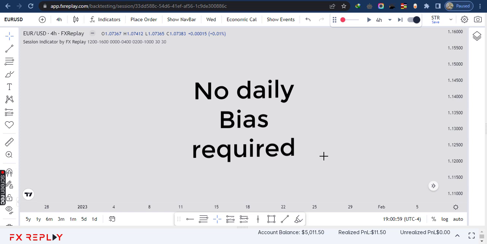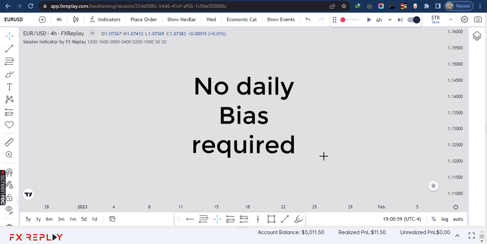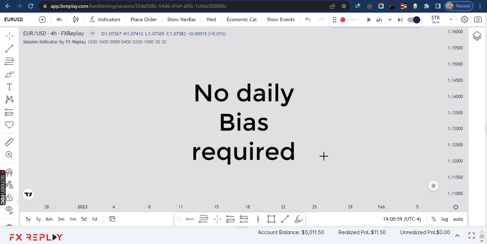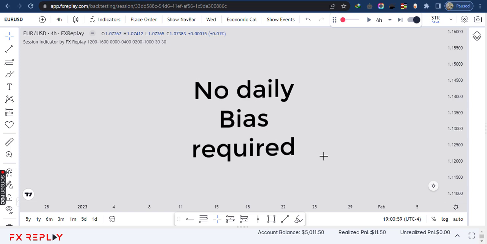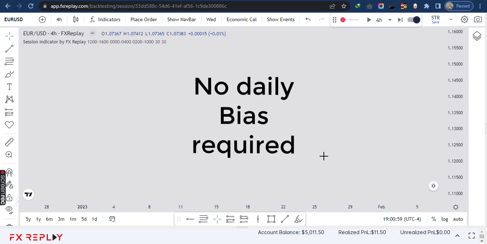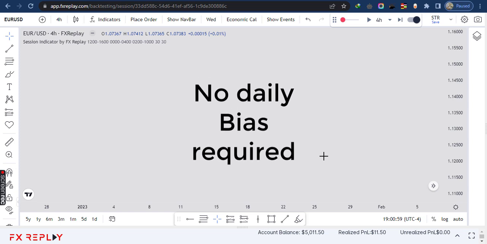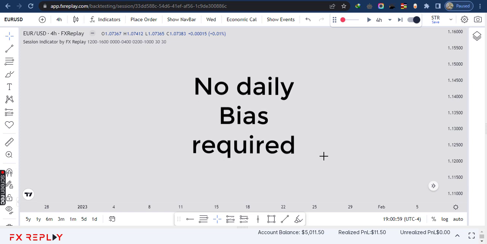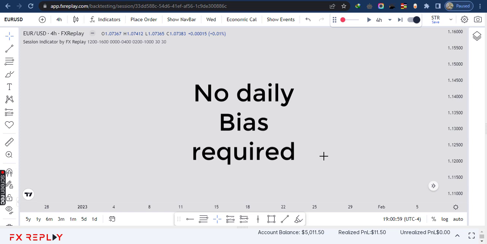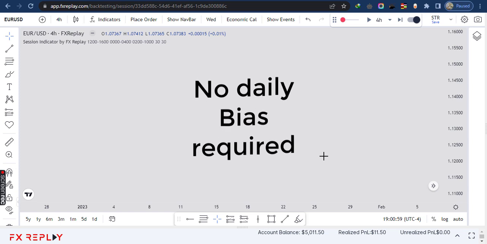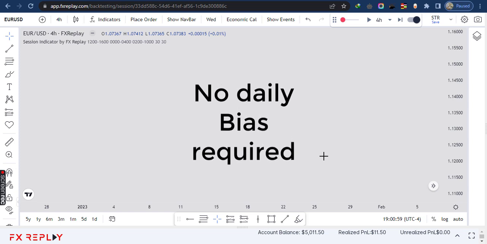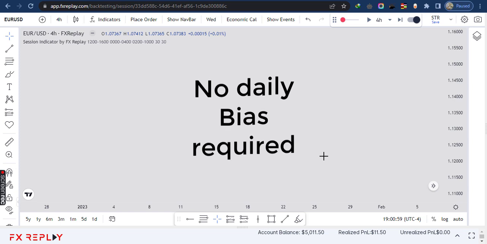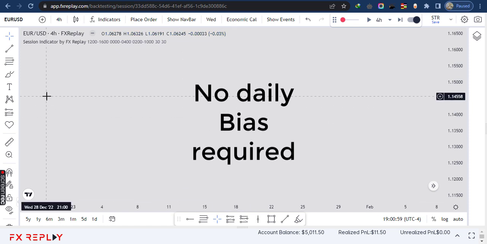Alright guys, I backtested a lot. I live traded this model, and a lot of times I had an initial bias before the day starts. Maybe I wanted the day to close higher, and at the end of the day my bias was wrong, so the day closed lower and I still made money. That happens a lot of times, so daily bias is not mandatory in this strategy.